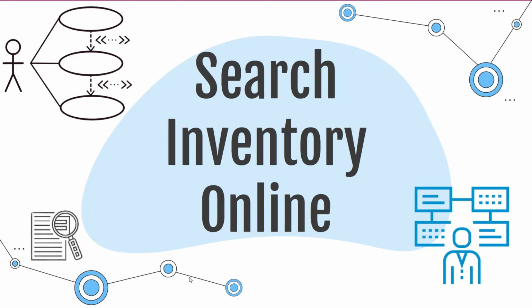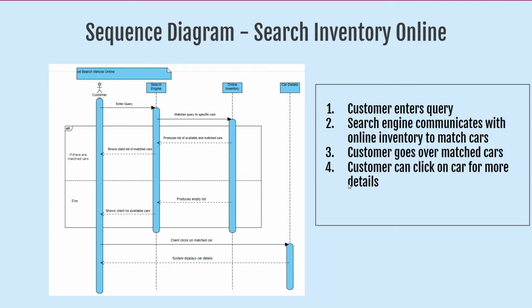The next sequence diagram we're going to go over is search inventory online. For this sequence diagram, the main actor is the customer, and this starts with the customer entering a query to the search engine, and then from the search engine it communicates with the online inventory to match the customer's query to specific cars. Based on that query, we go into an alternative statement. Should there be any matched cars, the online inventory produces a list of available and matched cars, and then the search engine will display that to the customer.